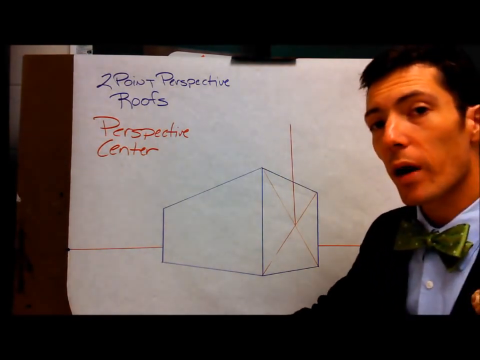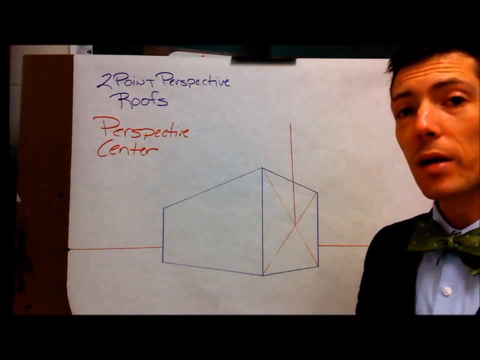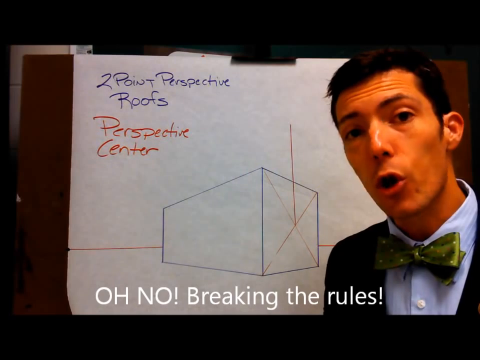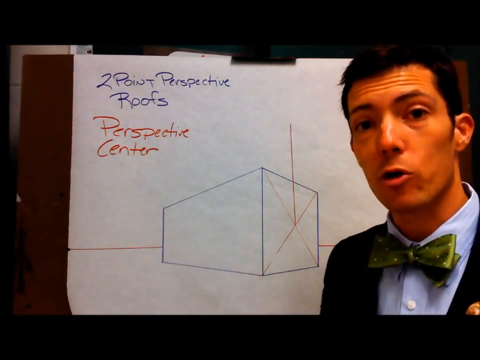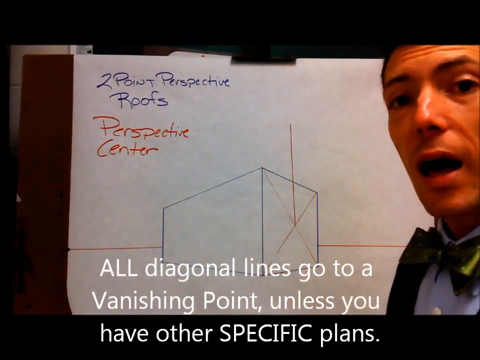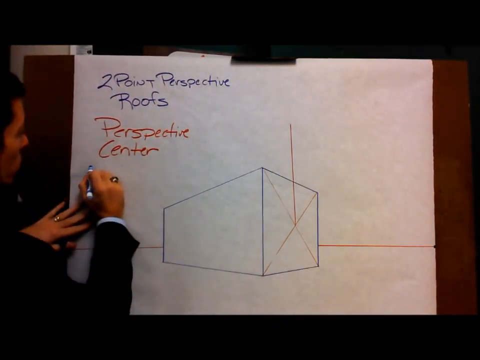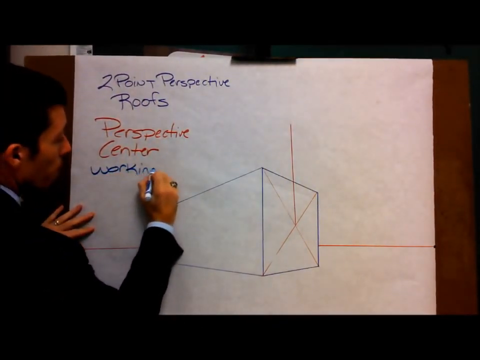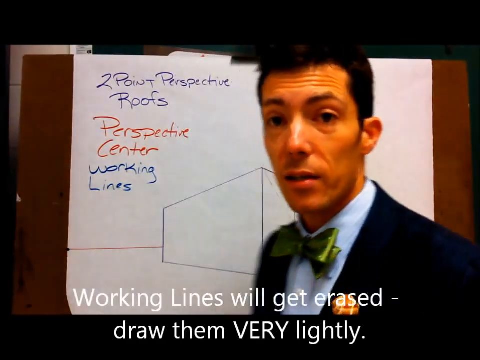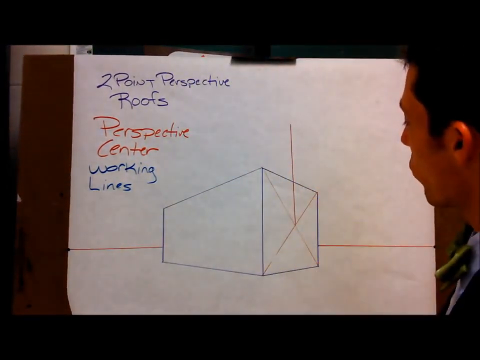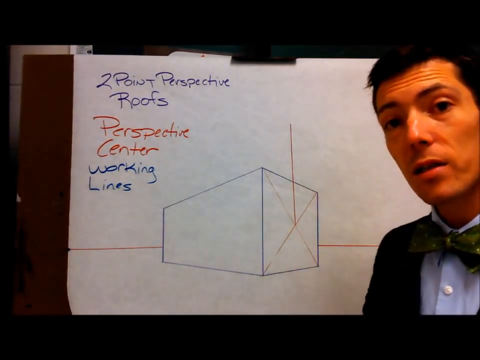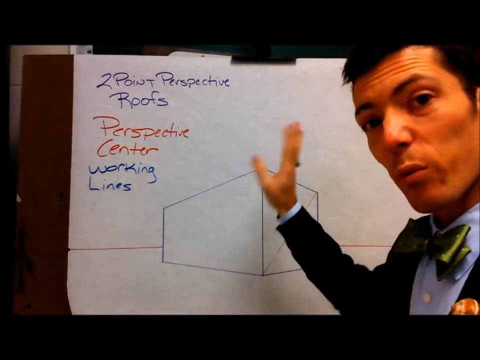From the top of my peak, I'm going to break one of my rules of perspective. Remember, and maybe you don't remember, but one of the rules of perspective is that all diagonal lines go to one of the vanishing points in two-point perspective. Well, here we're going to break that law. In fact, we've already broken the law by doing this, and those lines are called working lines. Working lines are lines that eventually I'm going to erase in this process. So I'll erase these red working lines, and I'll erase this red working line. All of my working lines here today in this video will be red, so I'll erase them all later.